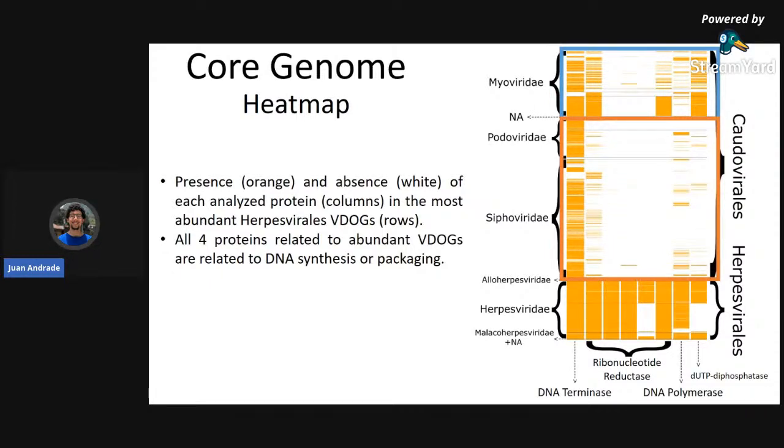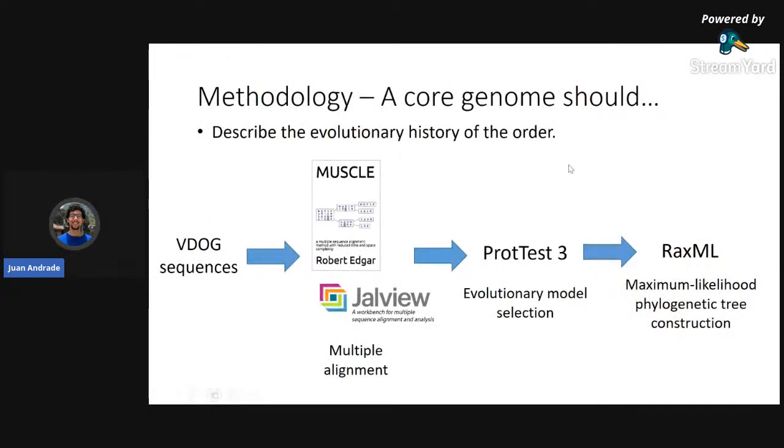So what we did after this was that, having detected these abundant VDOGs, we took the most abundant VDOG in the Herpesvirales for each of these proteins, and we tried to generate a phylogenetic tree using basically the sequence information. Because if the sequences of the core genome come from the common ancestor of the whole order, then if you use them for a phylogenetic tree, they should reflect the overall history of the order as a whole. So we did an evolutionary tree with RAxML, a maximum likelihood tree.